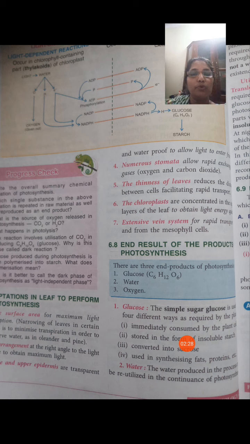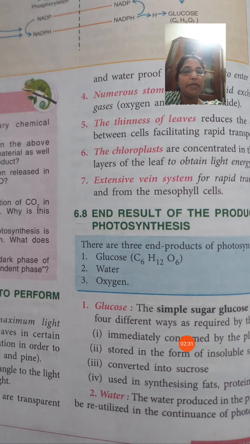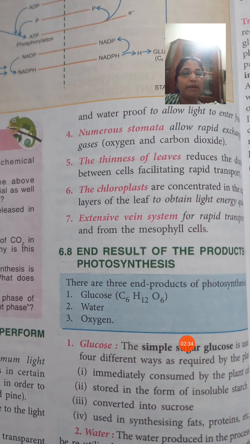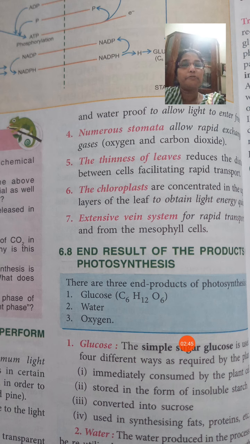Glucose, what happens to the glucose? That may be immediately consumed by the plant. Sometimes the plant may use that glucose, and sometimes it may be stored in the form of insoluble starch. You know that starch is an insoluble substance. If we try to squeeze some rice or boiled tapioca, we cannot dissolve it. Usually starch is insoluble, so it is stored in the root as tapioca or in potato, etc. It is stored as insoluble starch.